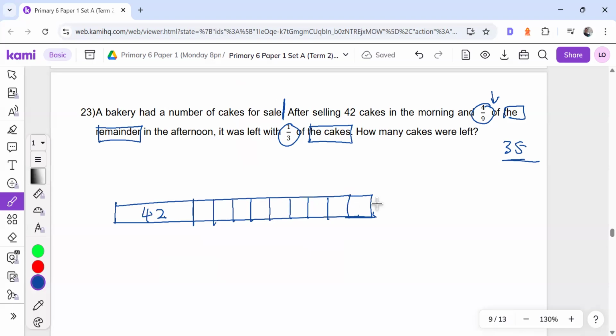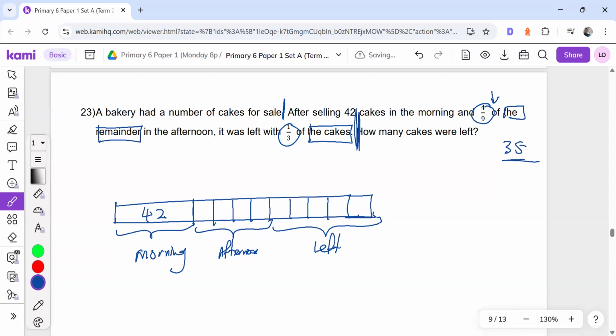Okay? When you draw the model, you have to start from the first sentence, to the second, to the third sentence. Okay? And please label. So you sell in the morning, so label your model. And he sold 4 over 9 in the afternoon. Okay? And then the rest of the cupcakes, you can call it the leftover. So, you are somewhere until here. And Miss will show you the easy way to do it faster. There is a fraction which is the leftover, right? So just put down here 1/3.